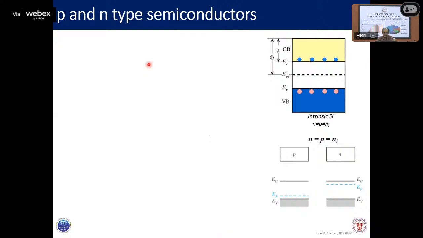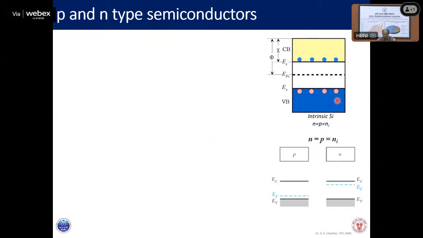Now we'll try to see the difference between p-type and n-type semiconductors. You have this intrinsic semiconductor, where you have the valence band, conduction band, and the Fermi level at the center, and there are 4 electrons which are excited from the valence band to the conduction band by thermal excitation. So now 4 electrons are there in the conduction band, so you will have 4 holes in the valence band.